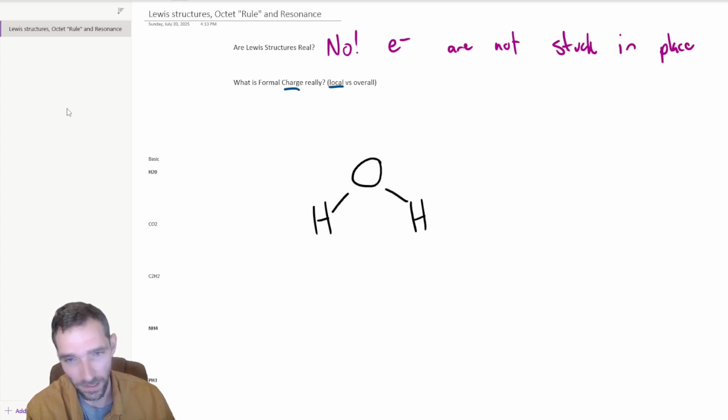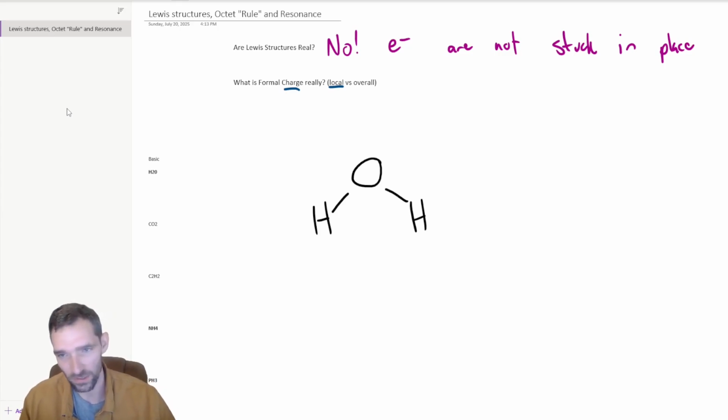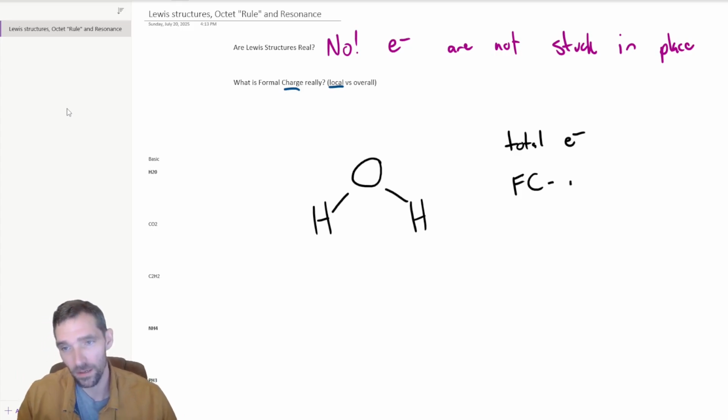So if we have water right here, what I like to do for drawing out Lewis structures is think about the total electrons and counting them out. I also like to think about the formal charge of each individual atom, and that should have more negative charges on the electronegative things.